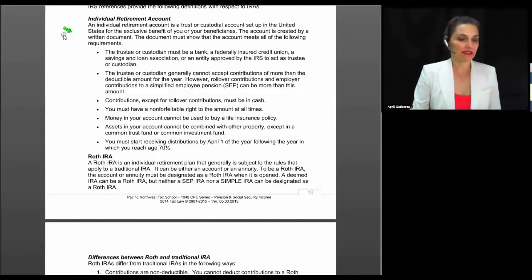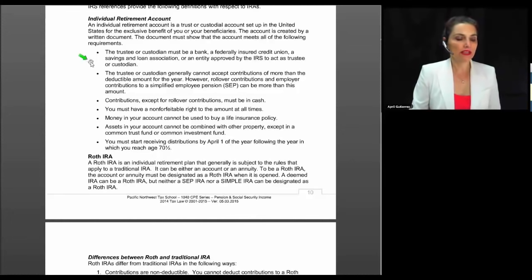Those are possibilities. So, an individual retirement account is a trust or custodial account set up in the United States for the exclusive benefit of you or your beneficiaries, and the account is created by a written document. The document must show that the account meets all of the following requirements. Firstly, the trustee or custodian must be a bank, a federally insured credit union, a savings and loan association, or an entity approved by the IRS to act as a trustee or custodian.